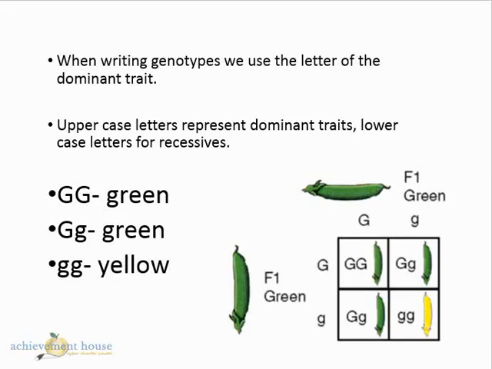When writing genotypes, we always use the letter of the dominant trait. So if green pea pods are dominant to yellow, we'll use G for green. Uppercase letters represent dominant traits. Lowercase letters are for recessives. So big G gives us the phenotype of green. Big G is also the phenotype green. Little g are yellow pea pods.